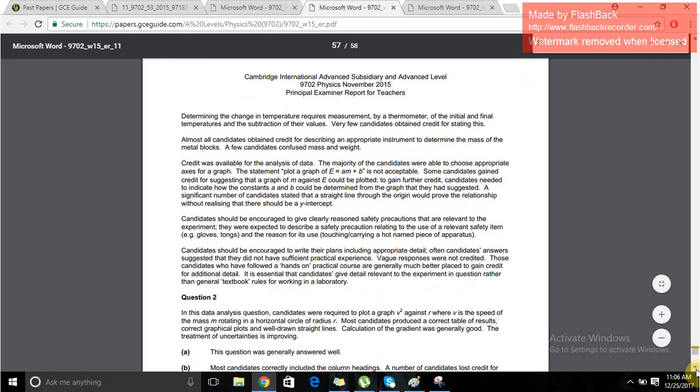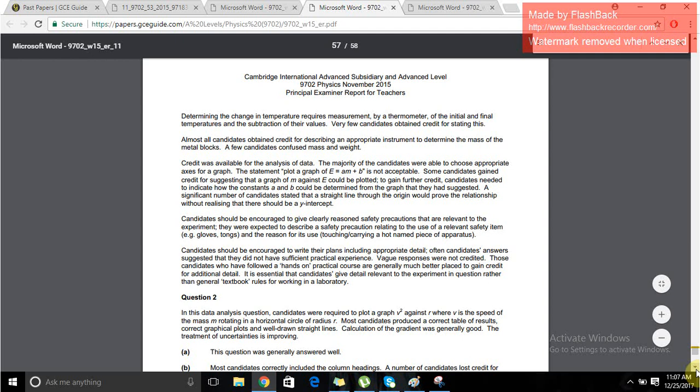Determining the change in temperature requires measurement by thermometer of the initial and the final temperature and subtraction of the values, and very few candidates obtained credit for stating this. Yay, if you had written this, you would have, like I would have, which is really great to think about. Almost all candidates obtained credit for describing an appropriate instrument to determine the mass of the metal blocks. A few candidates confused mass and weight. Don't do that. Credit was available for data analysis. Choose appropriate axes. A graph of E is AM plus B is not acceptable. You aren't telling us anything with this.